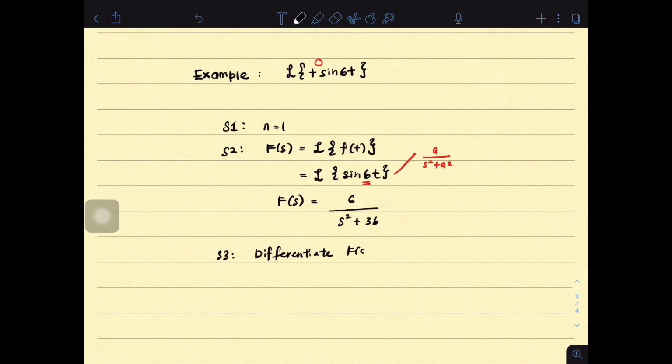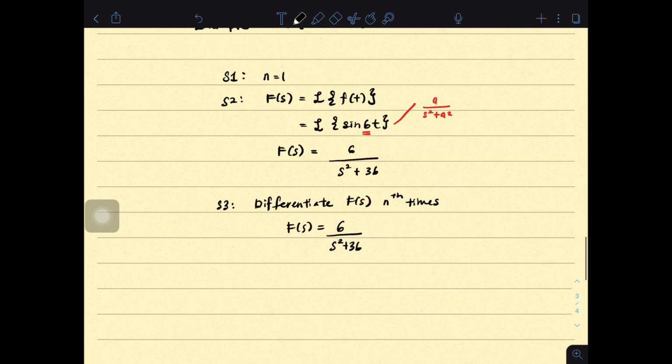Okay, so next step is step number 3, where you need to differentiate your F(s) n times. For this question you need to differentiate your F(s) once, because your n is equal to 1. Therefore we have F(s) equal to 6 over s squared plus 36. To find F prime of s, you have two options. Either you use the quotient rule, or you can bring the s squared plus 36 up. Therefore F(s) is 6 times (s squared plus 36) to the power of negative 1.